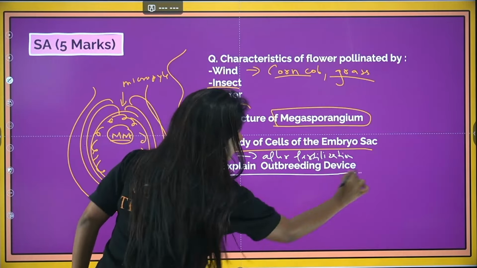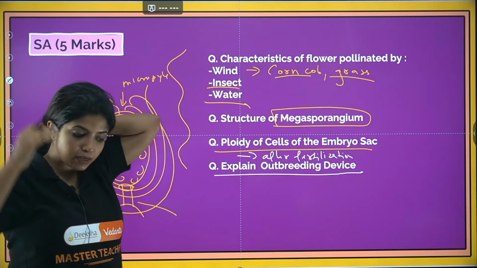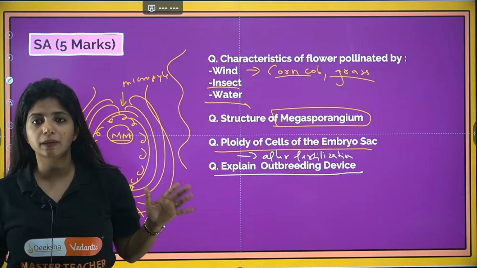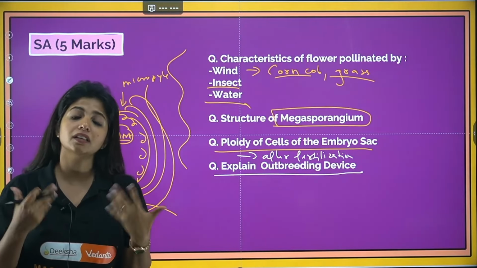Now explain the outbreeding devices. You have to talk about the outbreeding devices. Outbreeding means they do not allow self-pollination to happen. So what is the first method? Genetic incompatibility, where the pollen grains land on the stigma but still nothing happens because genetically they are incompatible.